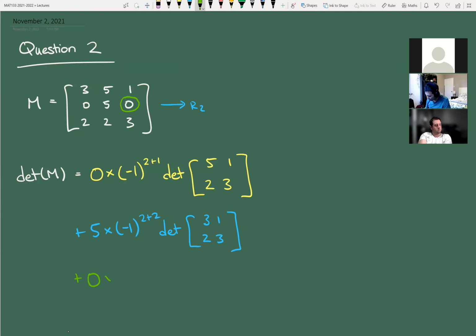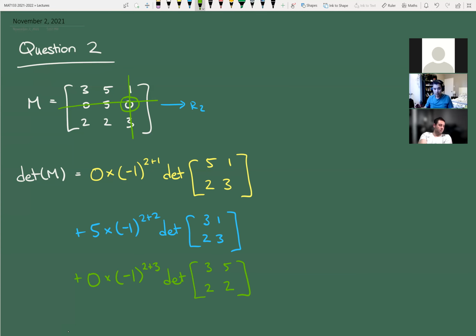So again, you don't have to do this. Okay, you don't have to put the -1 in here. But you don't have to put the 0 in here. You know it's 0. And we do it like this, okay?